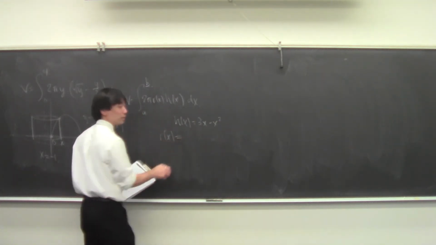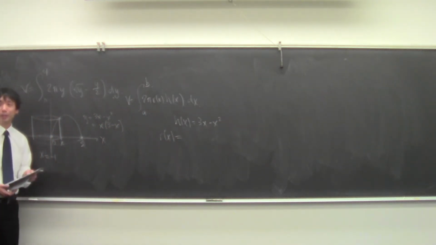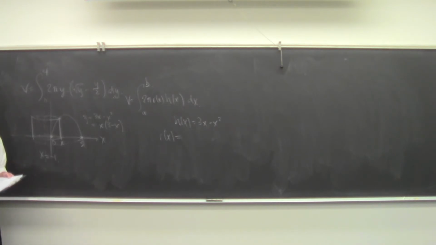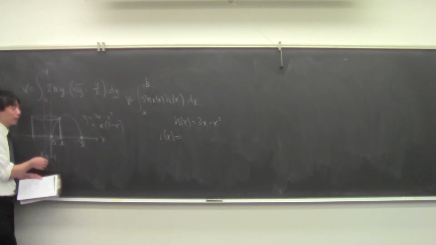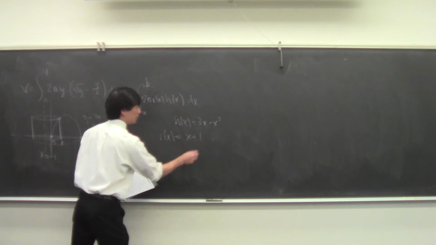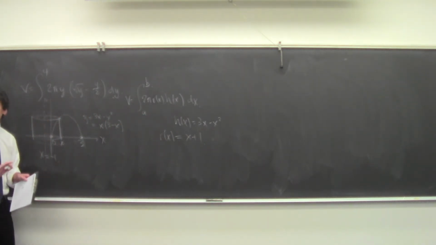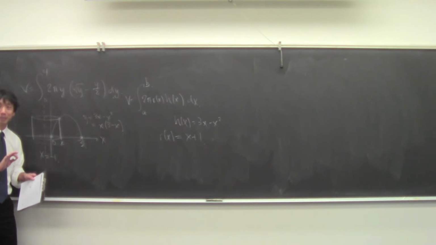What's the radius? Don't blurt it out, but somebody raise your hand. Maddie? X plus 1. X plus 1, right? X plus 1 because we're rotating around x equals -1, right? So it's not x, but it's x plus 1, right? Make sense? Why is it x plus 1?